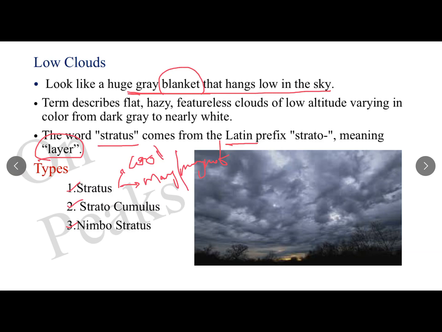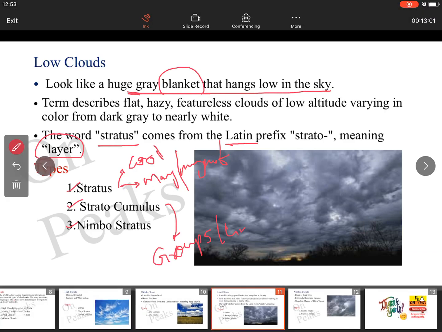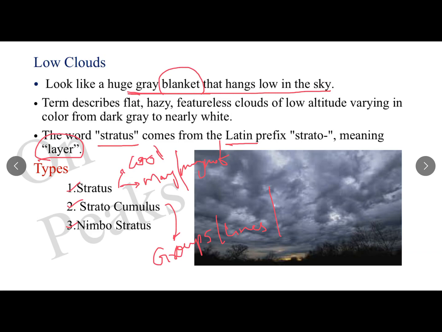Coming to the second type, stratocumulus clouds. These consist of large round masses of stratus that form groups, lines or waves. We can observe these clouds in these forms, and they are formed mainly when warm air rises up. Stratus clouds are formed when cool air rises up, and stratocumulus clouds are mostly present near the warm wavefront.